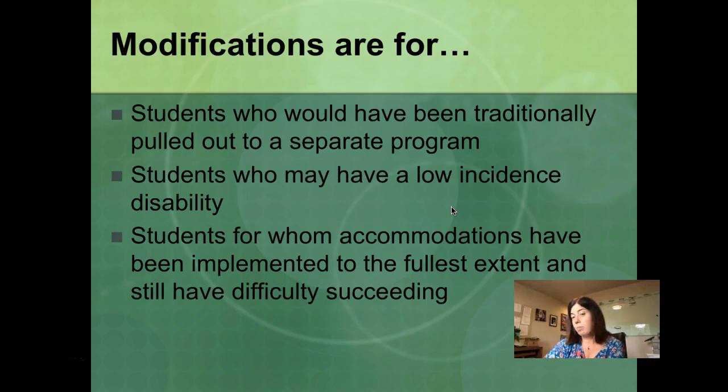So you might try accommodations first and see if they can make that work. And if not, then maybe you adjust the curriculum just so that they can keep up with their peers and be successful with their individual goals for the year.